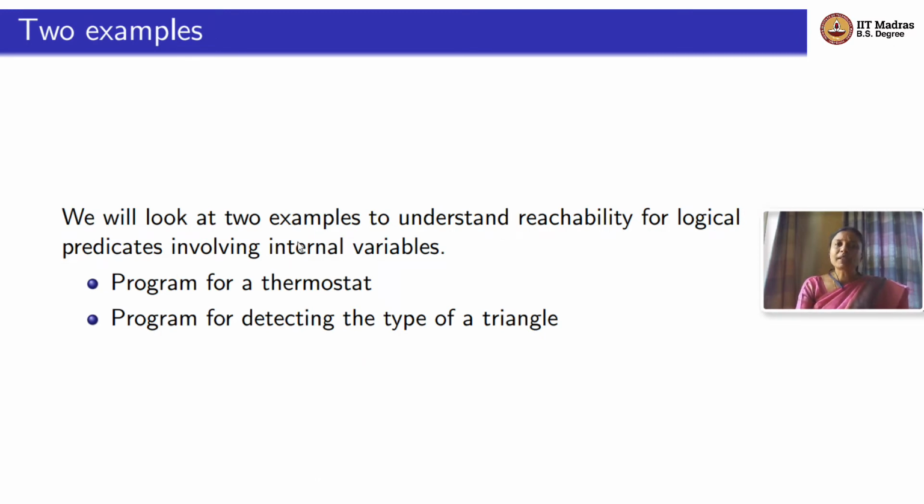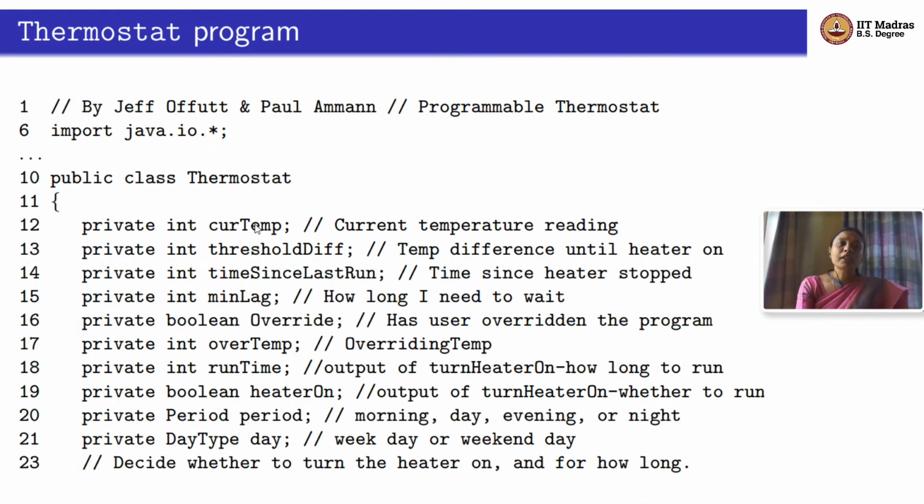So the two examples that we are looking at are derived from the textbook that we've been following mostly. One is the program for a thermostat. The other is a standard program that you will find not only in this textbook but many other software testing textbooks, which is a simple high school thing that we learn, which is the program to check the type of a triangle. So we'll see the thermostat one today in this lecture, and the type of the triangle as the first lecture of next week. So what is a thermostat? I hope you all know what it is.